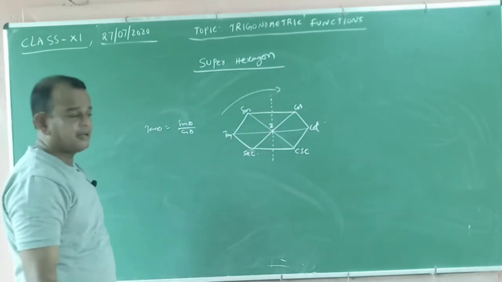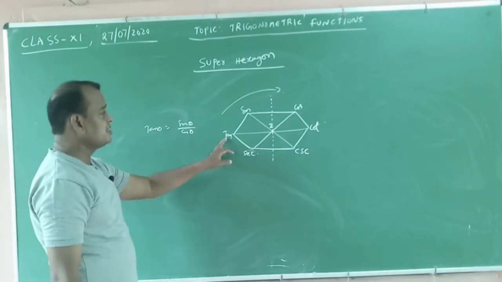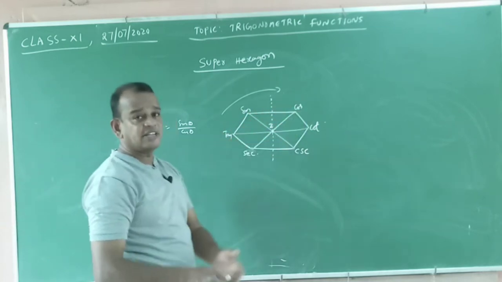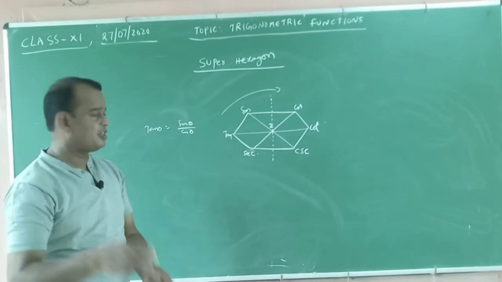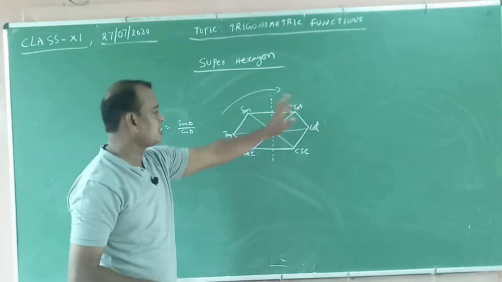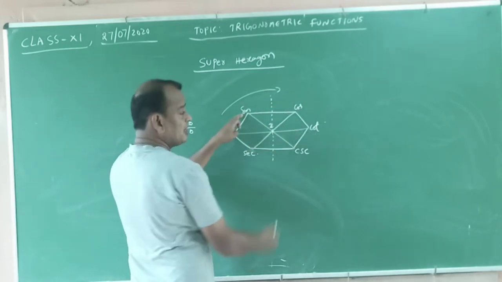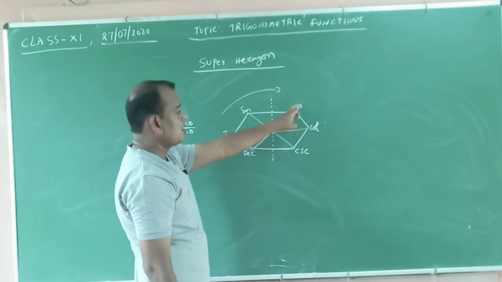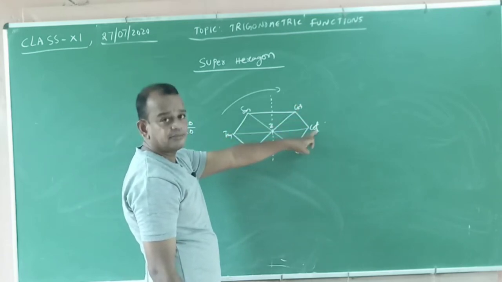Clockwise direction. The first one: tan is equal to sin by cos. You can take three, three, three from here. Tan is equal to sin by cos. Suppose you can take these three. What happened? Sin theta is equal to cos theta by cot theta.